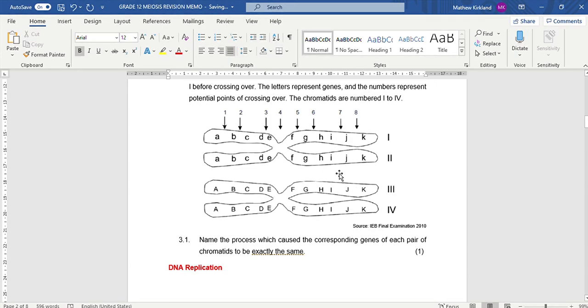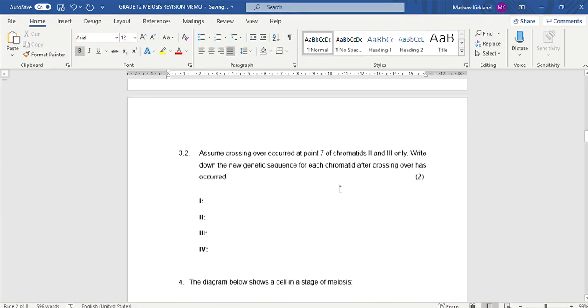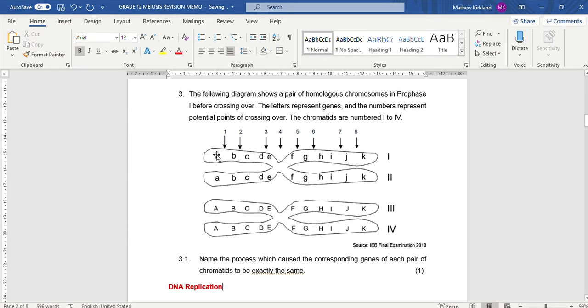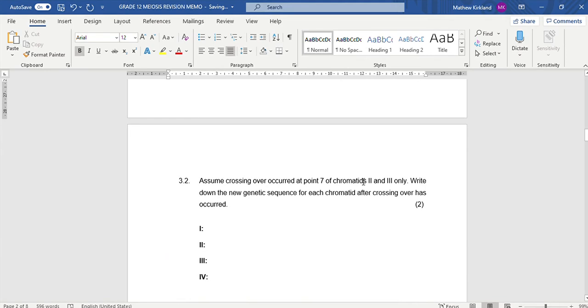So this here is where the chiasmata was happening. And this is where they are going to switch their genes. So everything below is going to be switched. So, what will the new genetic sequence be? Well, the easiest ones is to do 1 and 4. Because, why? They don't change, because they didn't touch. It was only chromatids 2 and 3 where the crossing over happened.